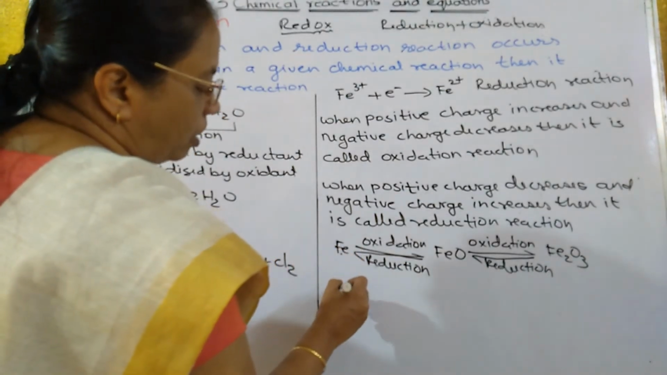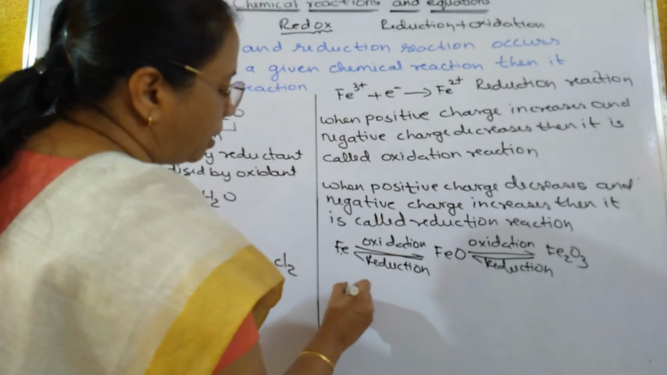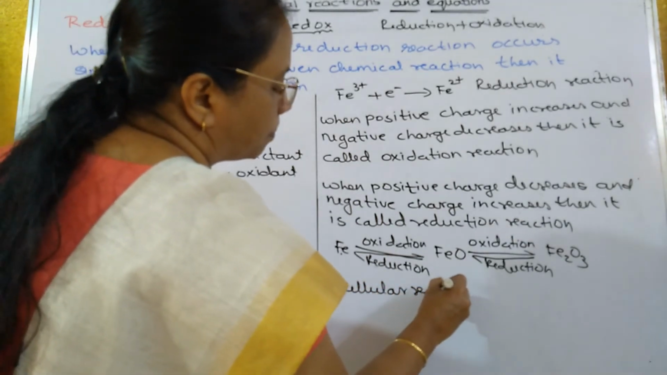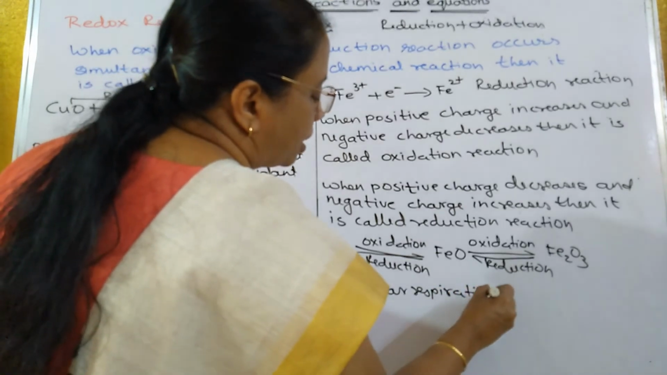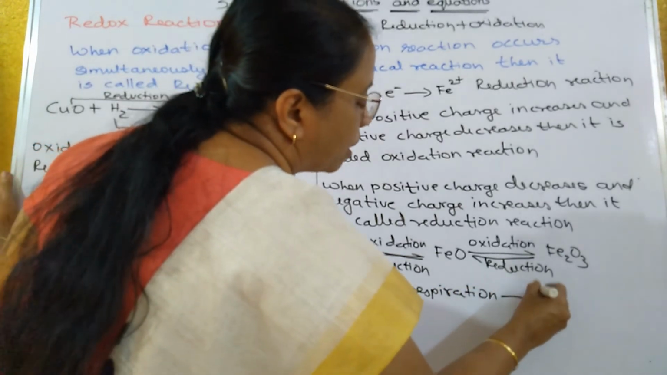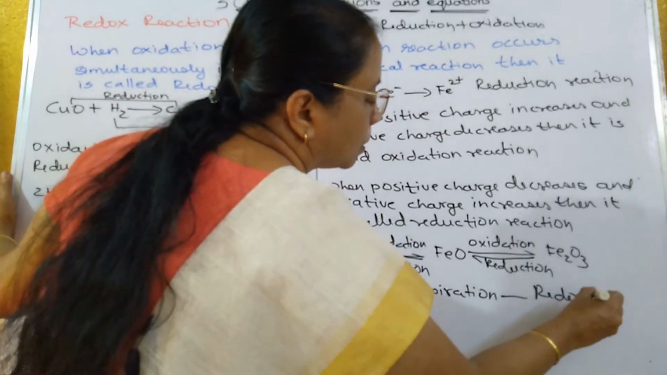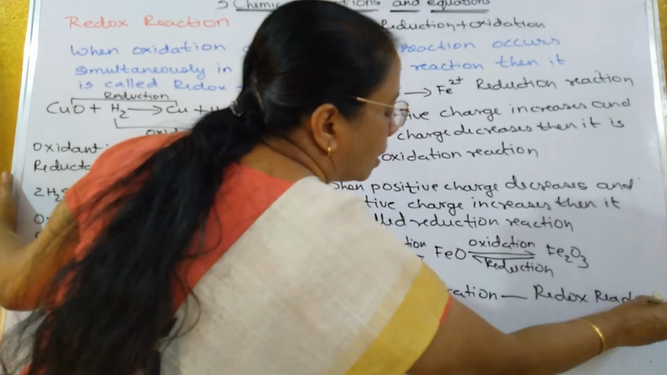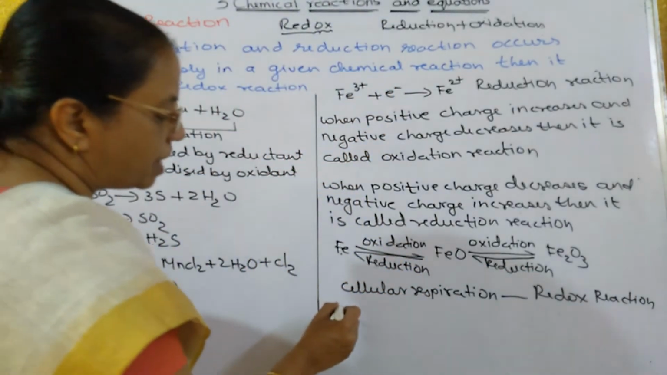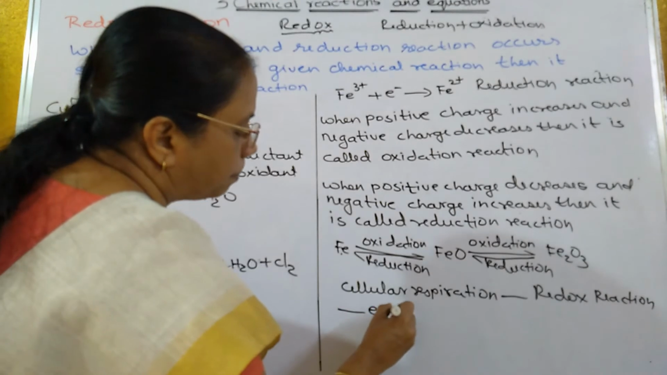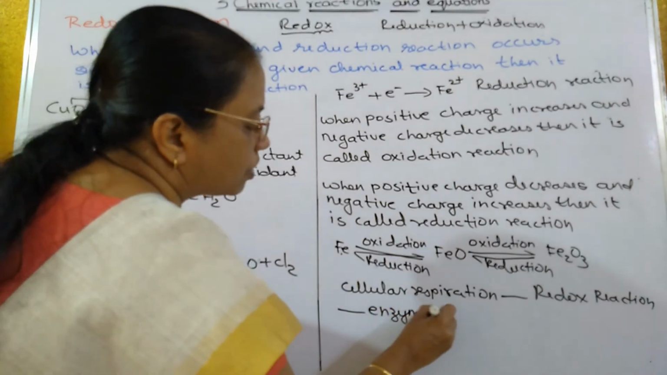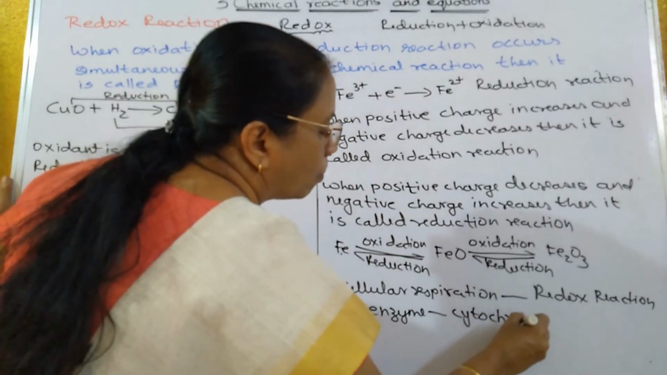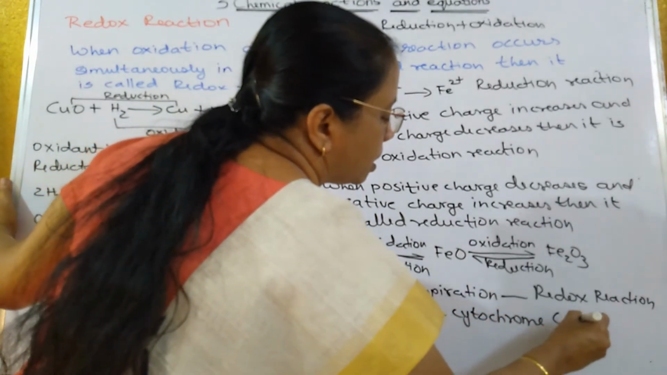Now, even in cellular respiration in our body, we'll be studying this. Cellular respiration is an example of a redox reaction. In this, the redox reaction takes place with the help of an enzyme which is known as cytochrome C oxidase.